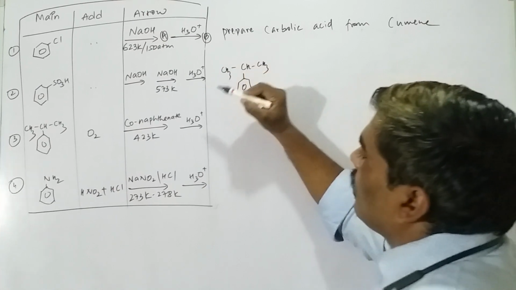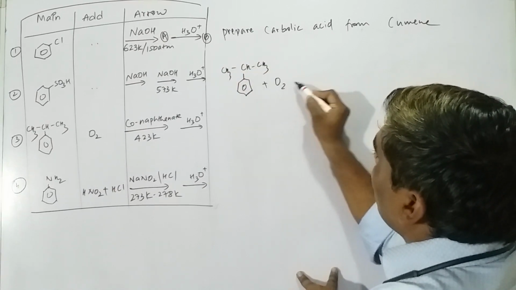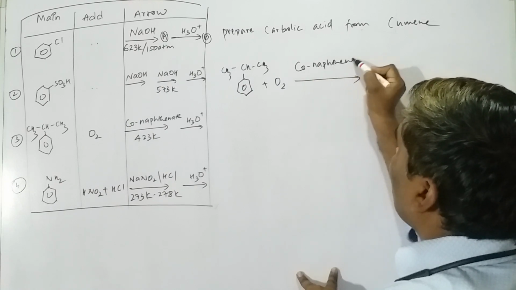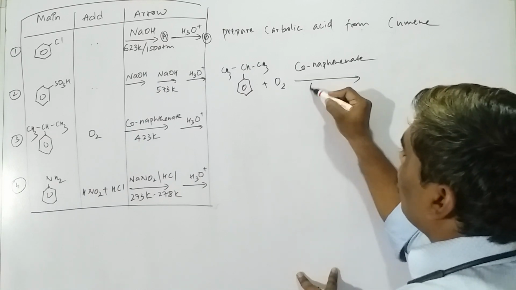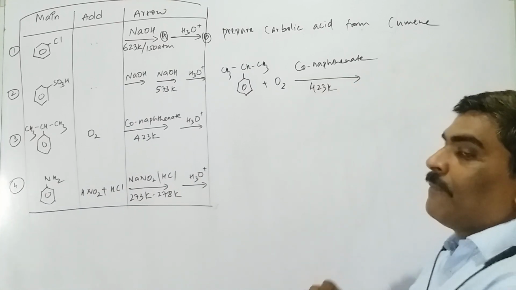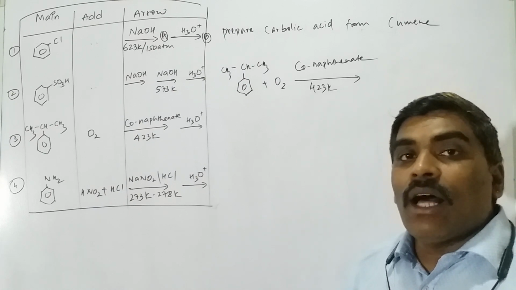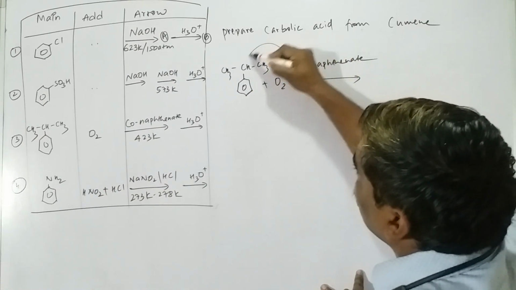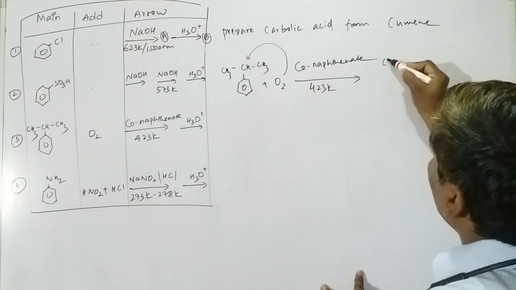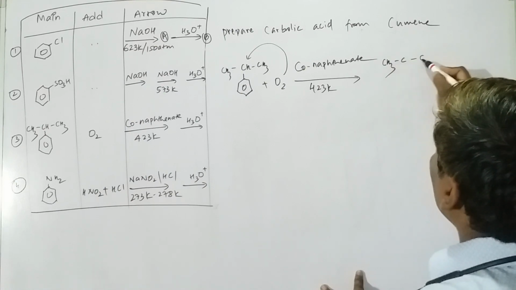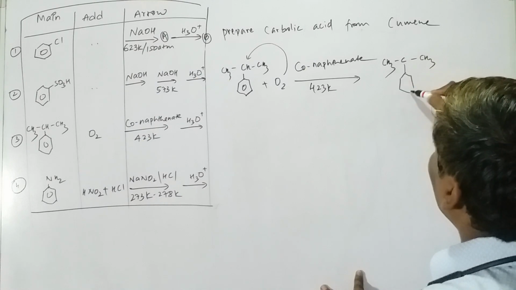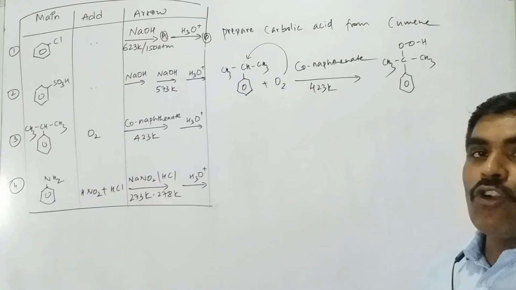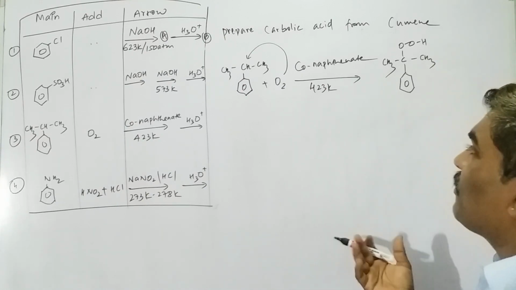This is heated with oxygen in presence of cobalt naphthenate at 423 Kelvin. Now what forms? Cumene hydroperoxide. Okay, so we'll see how it forms. This oxygen gets added here. You will get this structure, CH3, C, CH3 here, this benzene and OOH, cumene hydroperoxide. What is further done?